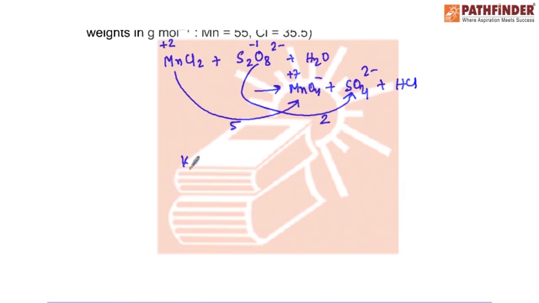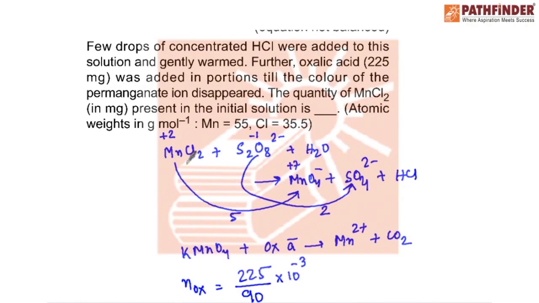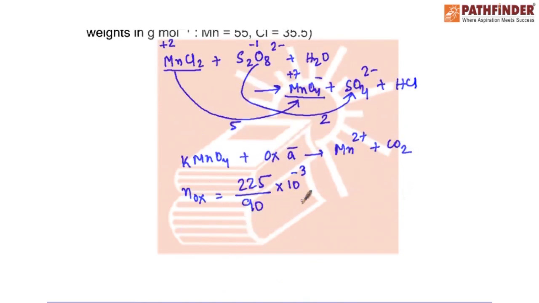Now in the next process, when oxalic acid was added, KMnO4 plus oxalic acid is producing Mn2 plus and CO2. Now the number of moles of oxalic acid is equal to 225, which is given, divided by the molar mass of oxalic acid, as you all know, that is 90, times 10 to the power minus 3, since it was given in milligrams. And as you can see from this equation, the number of moles of Mn2 plus and the number of moles of MnO4 minus should be equal. So we can say that n of MnO4 minus should be equal to n of MnCl2.